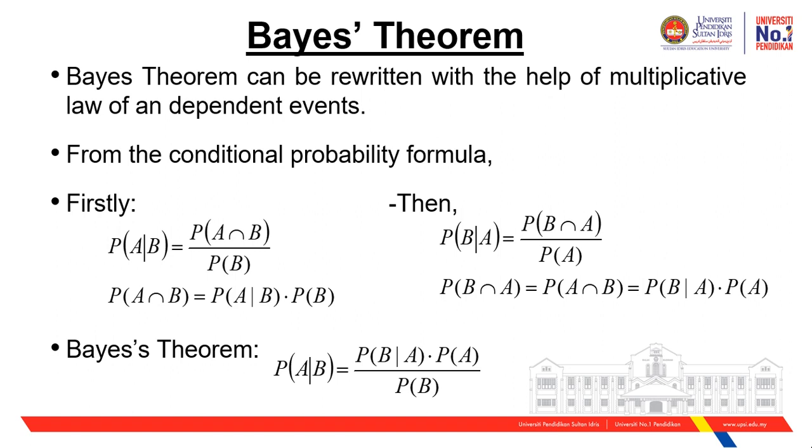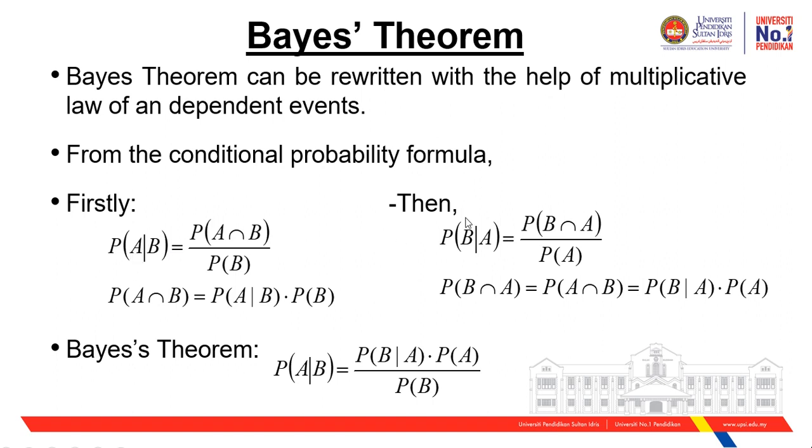So first of all, let me show you here how you come up with the Bayes theorem. Remember the concept of conditional probability previously. Firstly, if you can remember, the formula for conditional probability is P(A|B) equal to P(A∩B) divided by P(B). If you move this denominator to the left hand side, it becomes P(A∩B) equal to P(A|B) times P(B). Okay, you just move this denominator here.